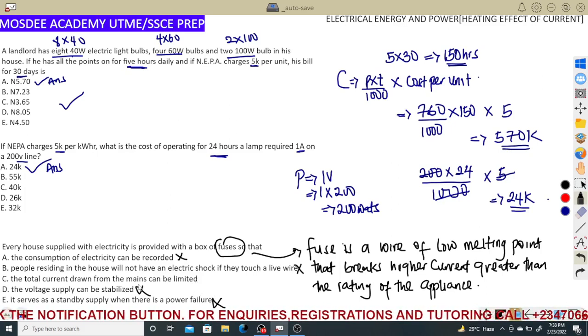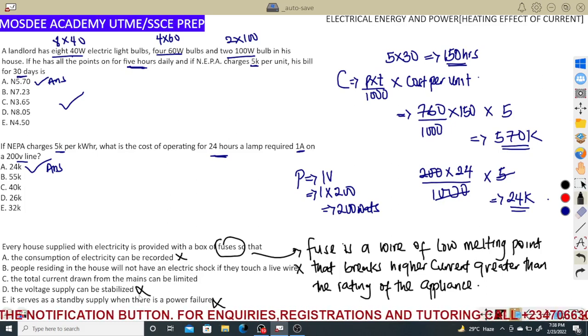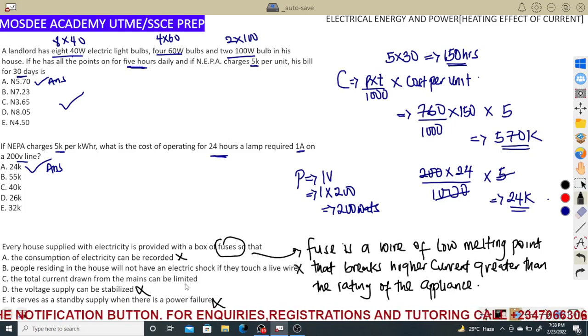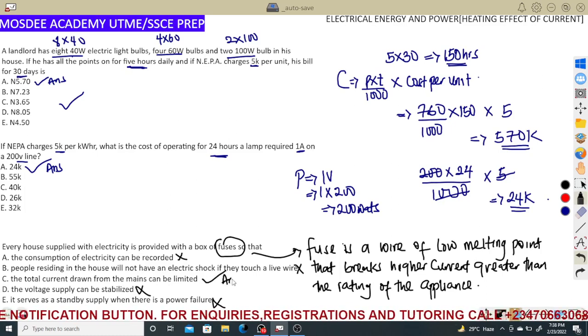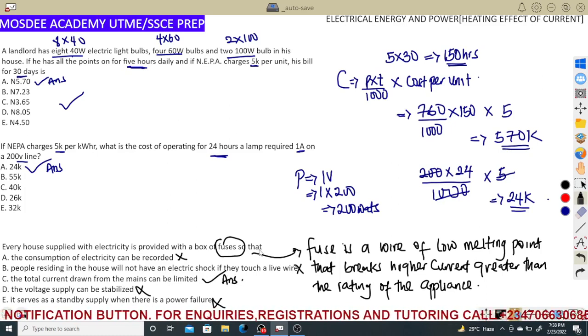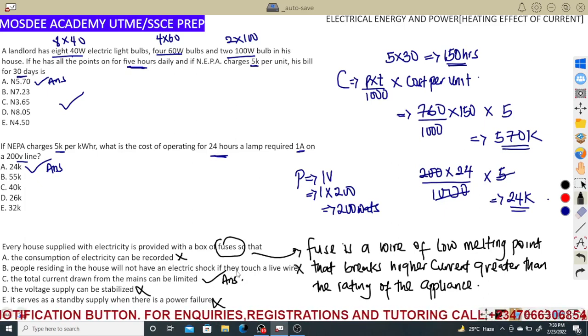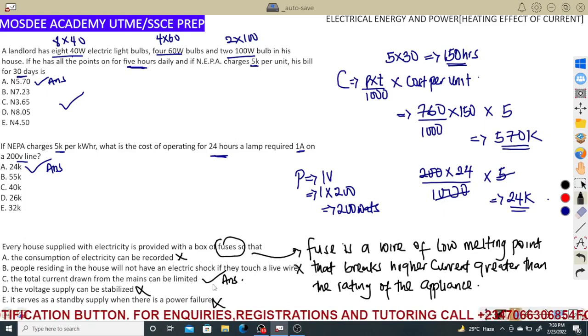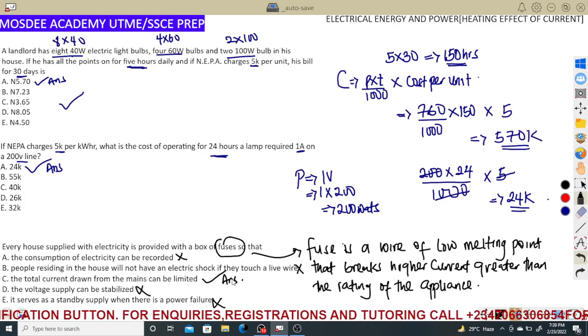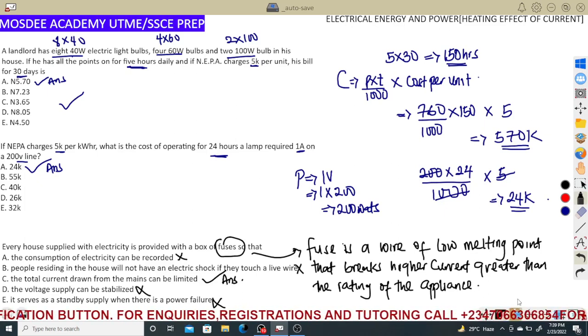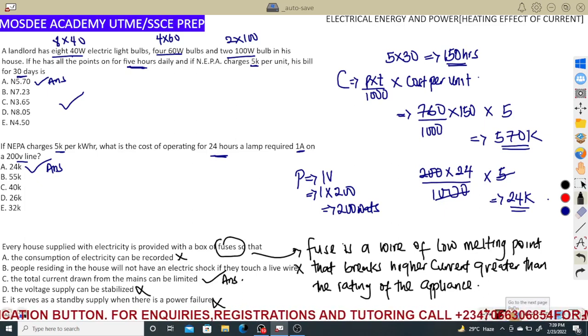So the total current drawn from the mains can be limited. People living in the house will not have electric shock, why now? The voltage supply can be stabilized. Now the total current drawn from the mains can be limited. Yeah, this is the answer. Because the work of a fuse is to break down any current that is greater than the rating of the appliances. So when you have a fuse, it is not going to affect your appliances. Every household must have a fuse in their electrical appliances to avoid damaging the appliances. So it's a simple question, which I don't think we need to waste time on.